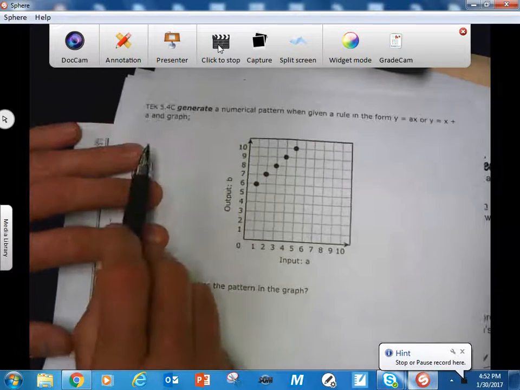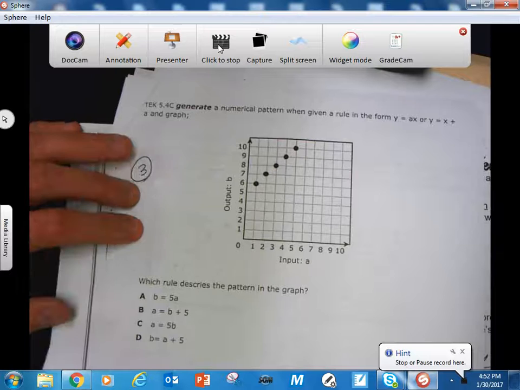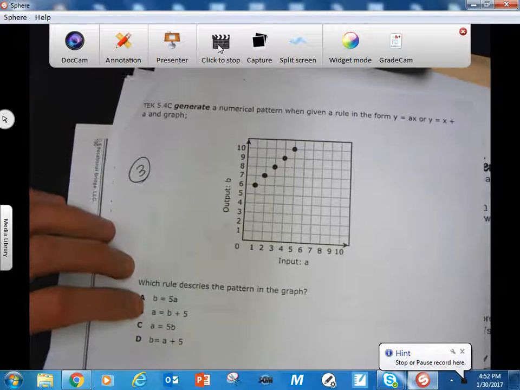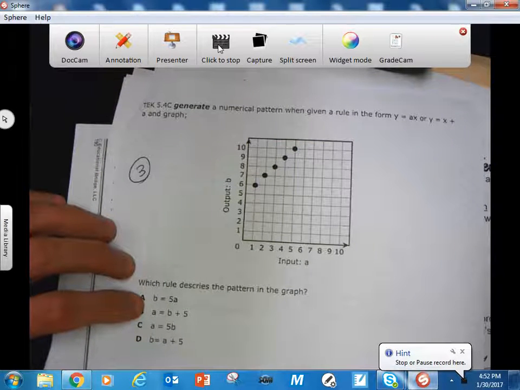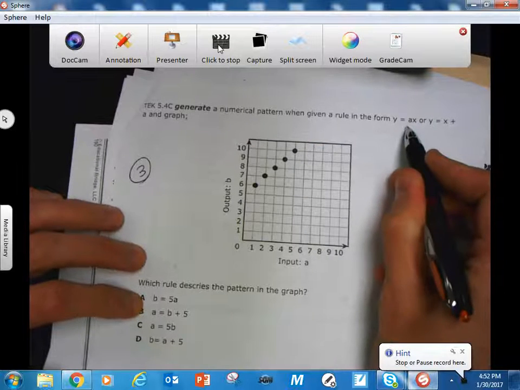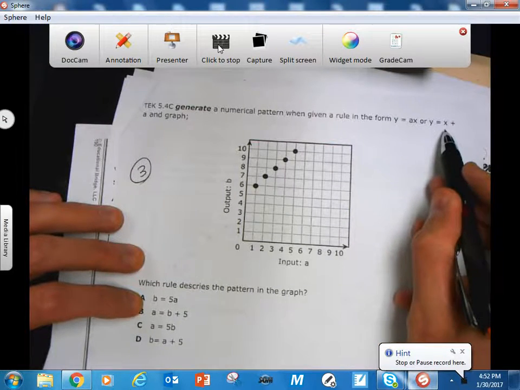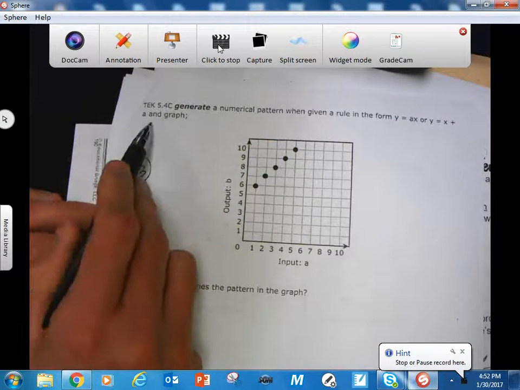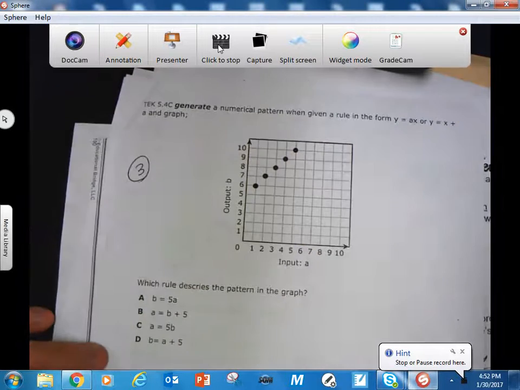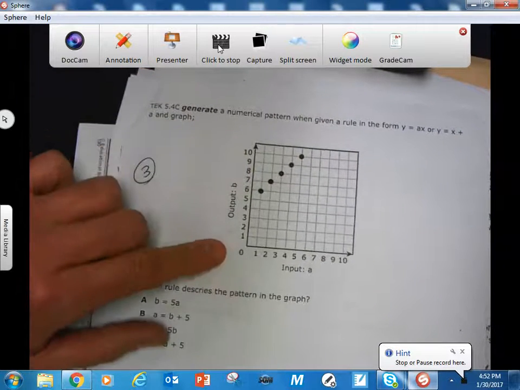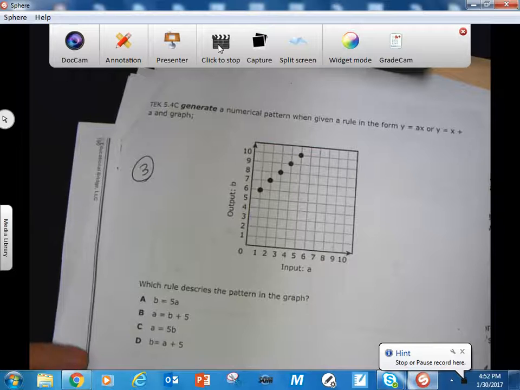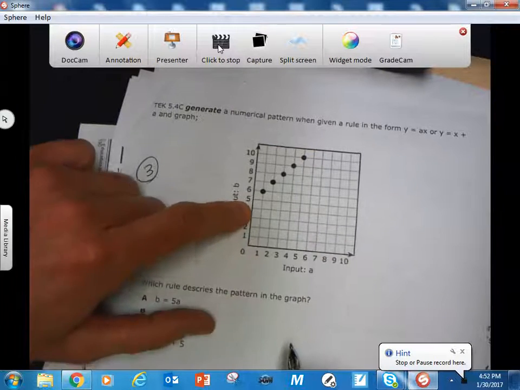Today we're looking at TEKS 5.4C, generate a numerical pattern when given a rule in the form of y equals ax, which means a times x, or y equals x plus a, and graph the data. In this particular graph, they've already given us the data points, the coordinate points.